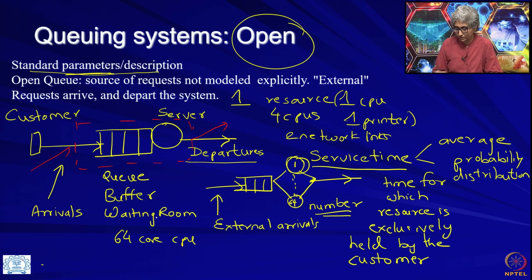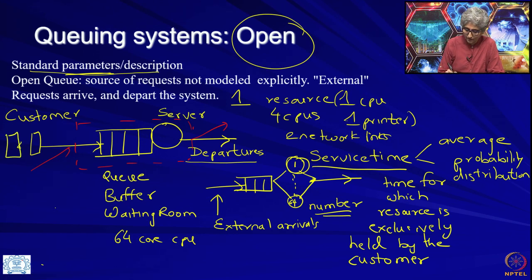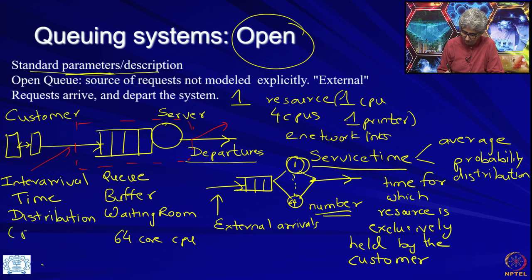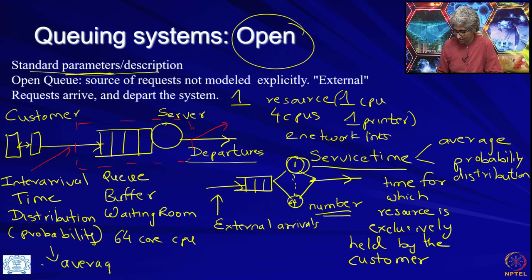Then what about the customer arrivals? It is very similar. We know that many customers are going to come here, and the customer arrivals are described by an inter arrival time distribution. Again, by distribution I mean probability distribution. Once you have the distribution, then you can have the average inter arrival time.